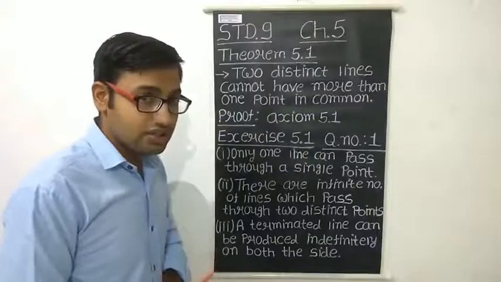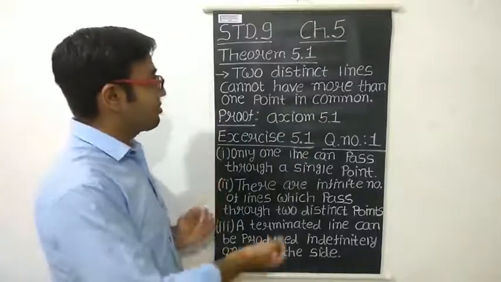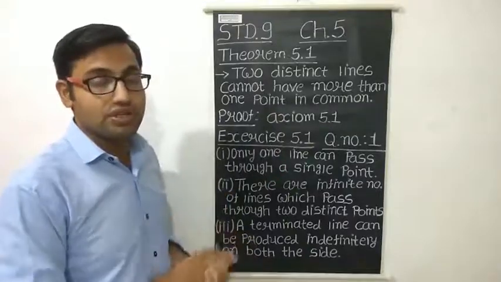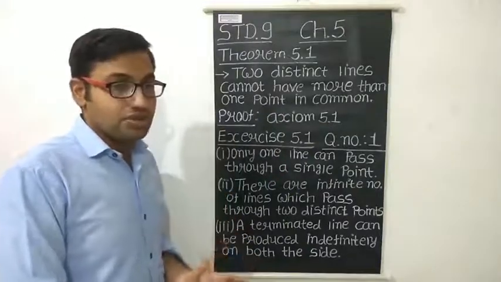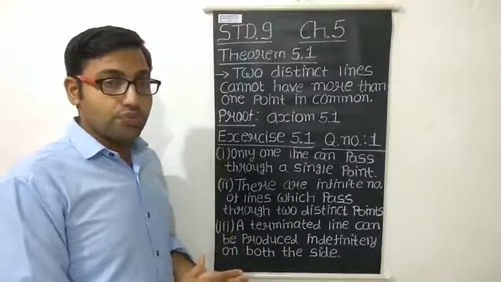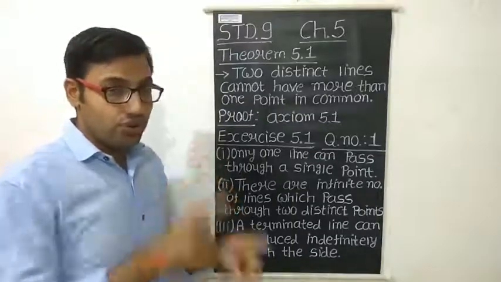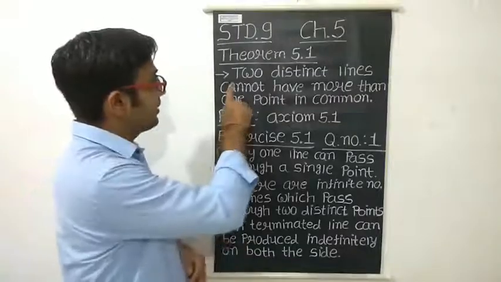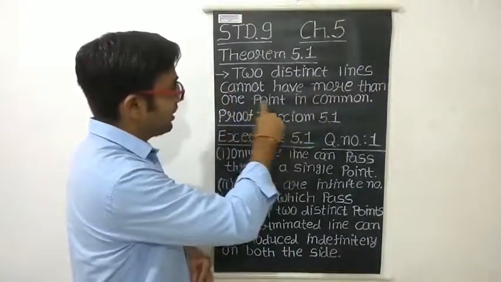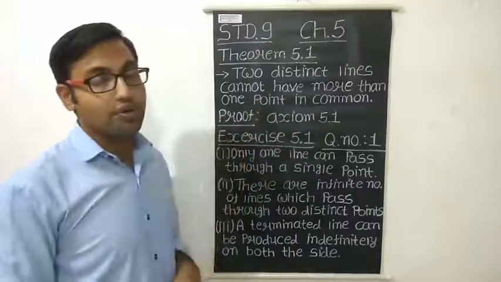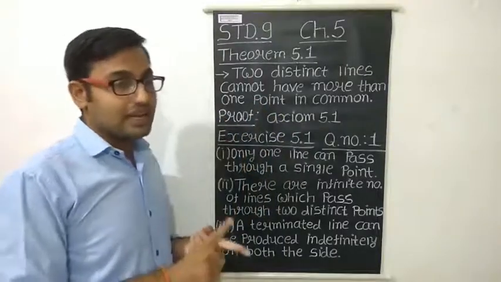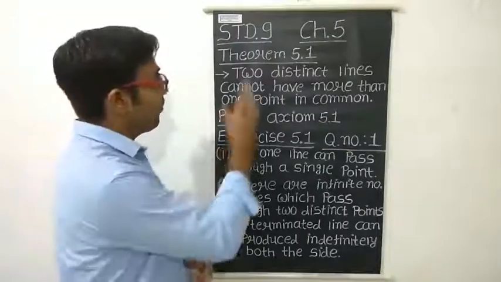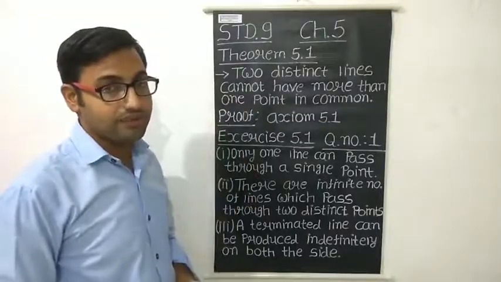Why does this contradiction occur? Because we supposed that two distinct lines intersect in two points. So our assumption of two lines intersecting in two points is totally wrong. So what is right? Right is that two distinct lines cannot have more than one point in common. So two distinct lines can intersect in only one point. So this is the proof of this theorem 5.1.